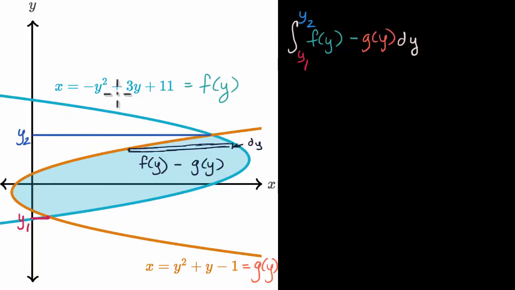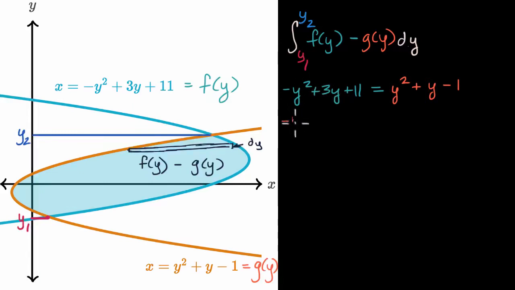Well, we know what f of y and g of y are. Really, the trickiest part is figuring out these points of intersection. So let's think about where these two curves intersect. They are both equal to x, so we can set these two y expressions equal to each other. So we know that negative y squared plus 3y plus 11 is going to be equal to y squared plus y minus 1. So let's just subtract all of this from both sides so that on the right side we have a 0 and on the left side we just have a quadratic.